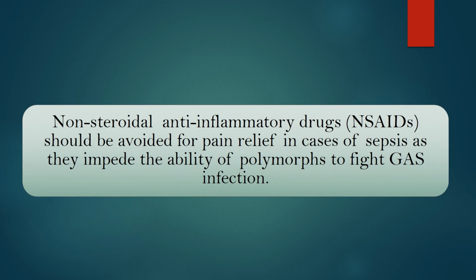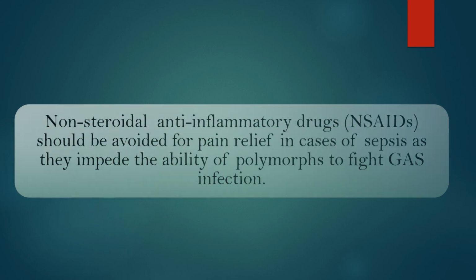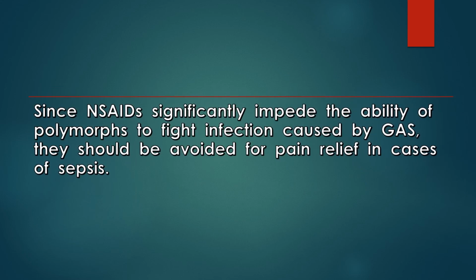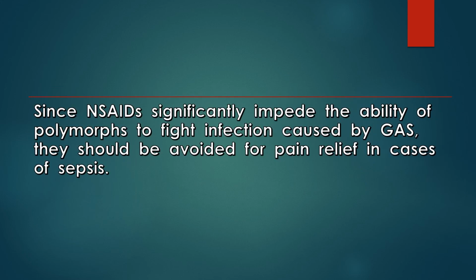Non-steroidal anti-inflammatory drugs, or NSAIDs, should be avoided for pain relief in cases of sepsis as they impede the ability of polymorphs to fight group A streptococcal infection. Since NSAIDs significantly impede the ability of polymorphs to fight infection caused by group A Streptococcus, they should be avoided for pain relief in cases of sepsis.